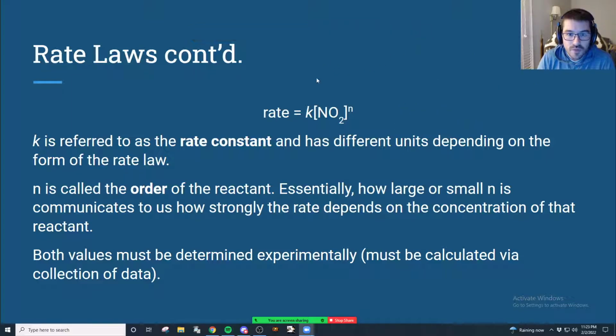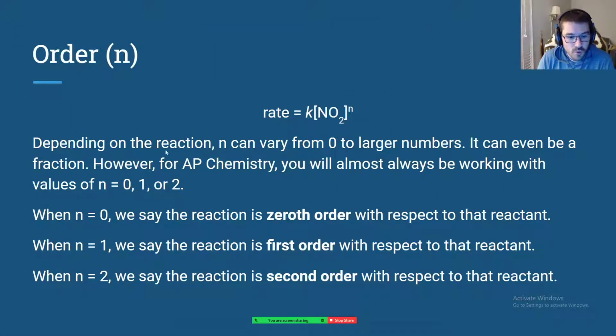So that information is summarized somewhat on this slide right here. In AP Chem, these are really the only three scenarios that we're going to look at: when n equals 0, n equals 1, or n equals 2. n can also be some other values. It can actually be fractional, but in AP Chemistry, that's not really in the scope of the course or the exam.